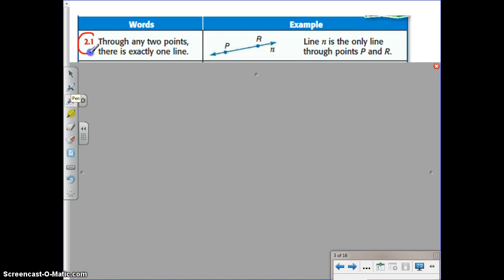Where we are naming the postulate, you can just write 2-1. In words, that is, through any 2 points, there is exactly one line. Our definition, so through any 2 points, there's exactly one line. And where it says example or picture, you can quickly jot this picture down. Line N is the only line through the points P and R.